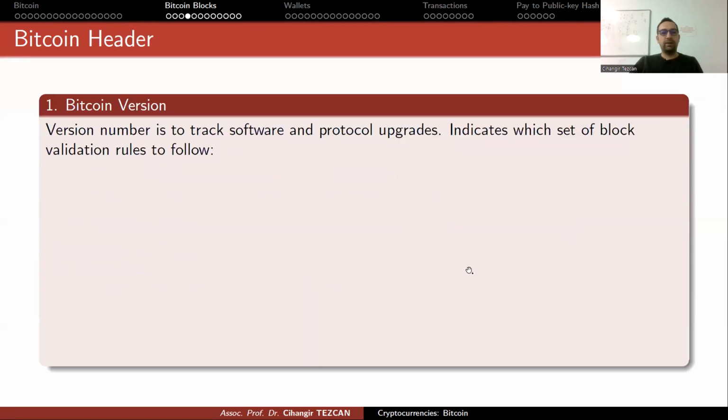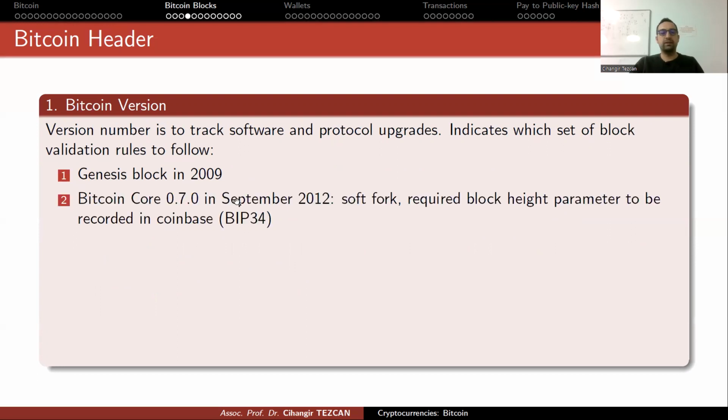So let's talk about them in detail. The Bitcoin version. The version number is to track software and protocol upgrades, and indicates which set of block validation rules to follow. For instance, the first version is the Genesis block. Since the Genesis block, the version number is 1, which started in 2009.